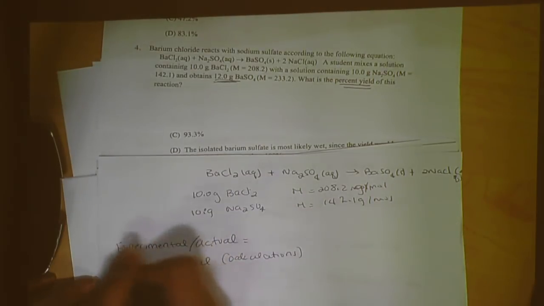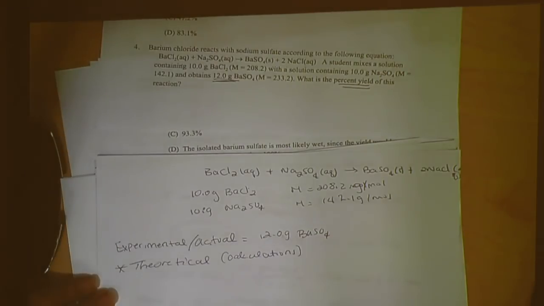So you are looking first to figure out percent yield. You have to look for the theoretical, and then they give you the actual. So the actual is 12.0 grams of BaSO4. That's what you actually got in the experiment. But you want to figure out what you got theoretically to figure out percent yield.